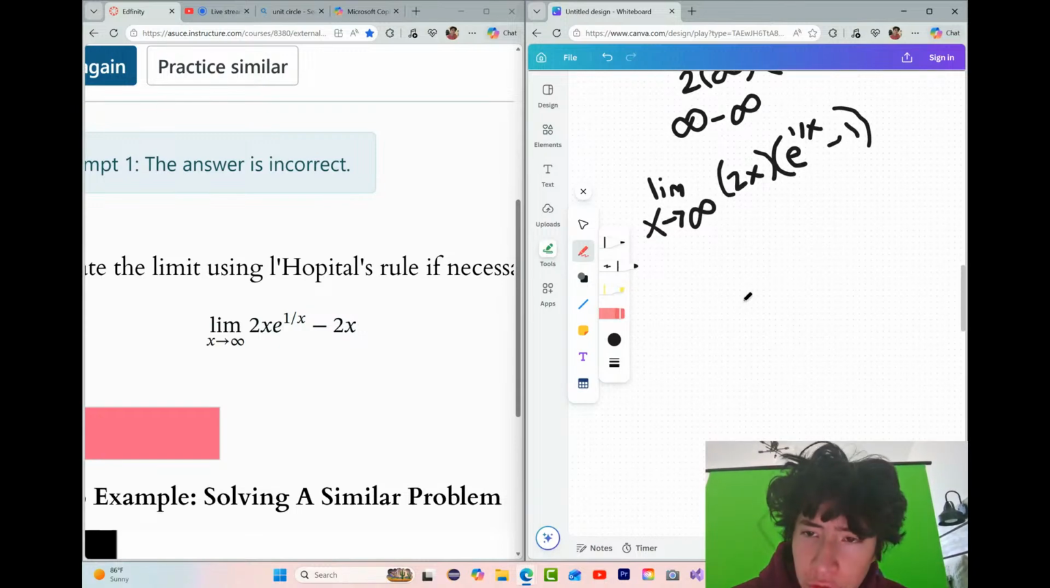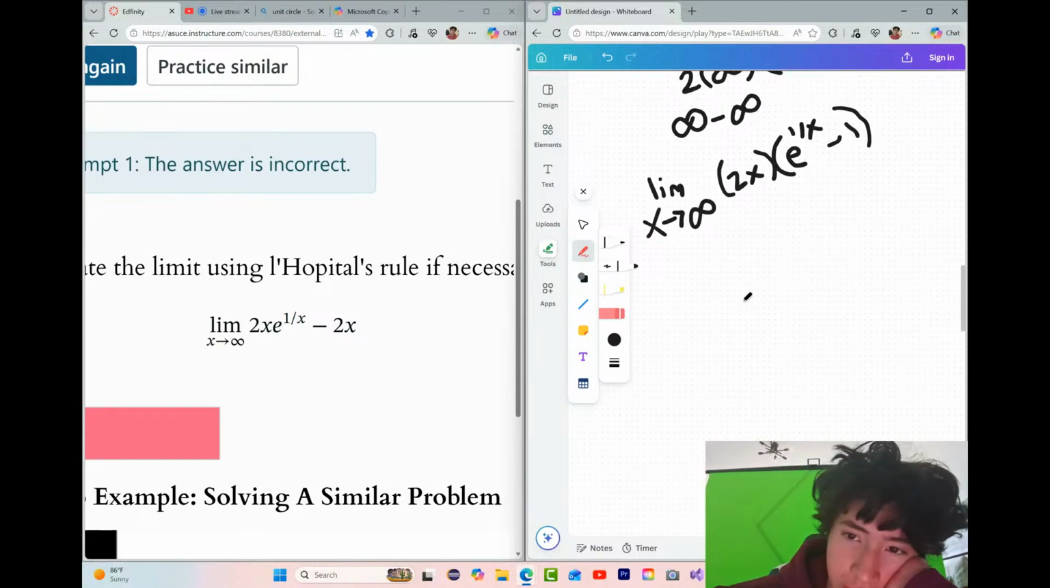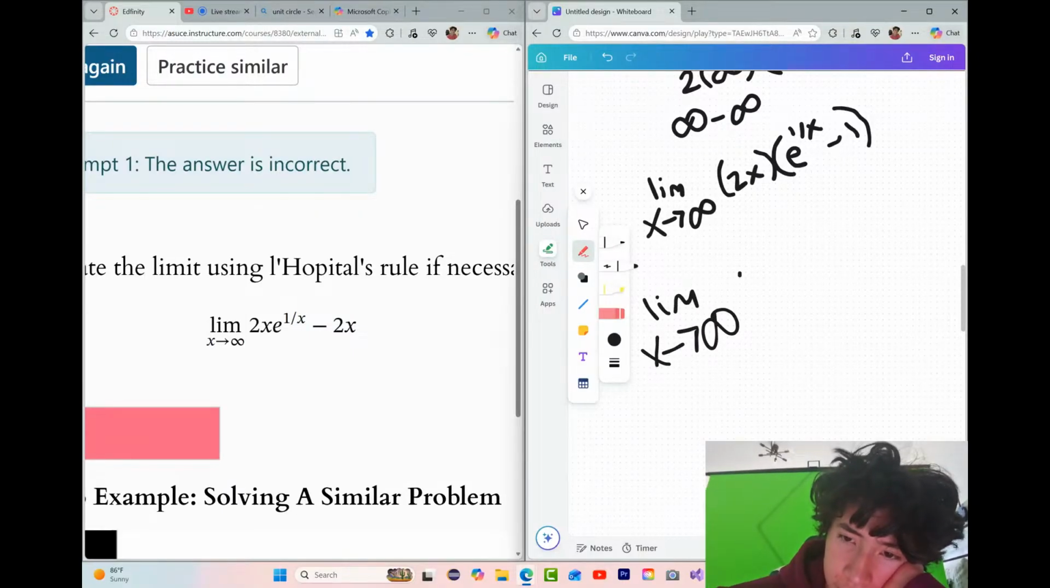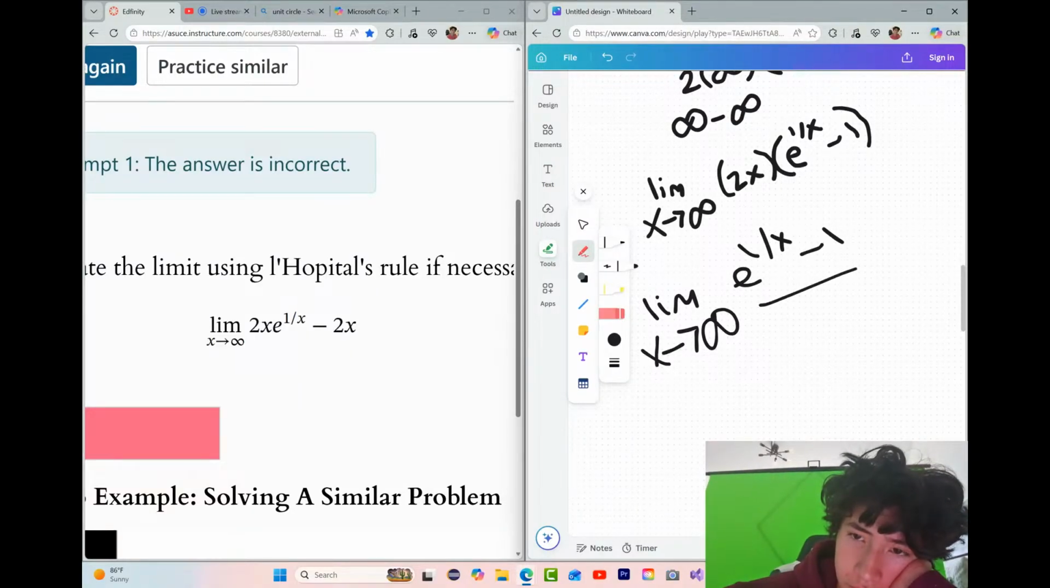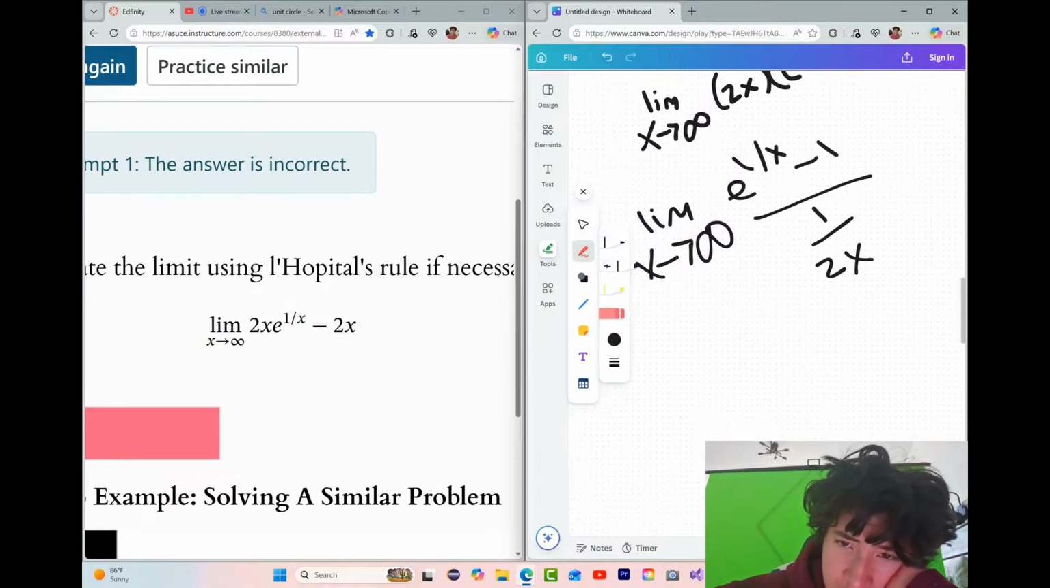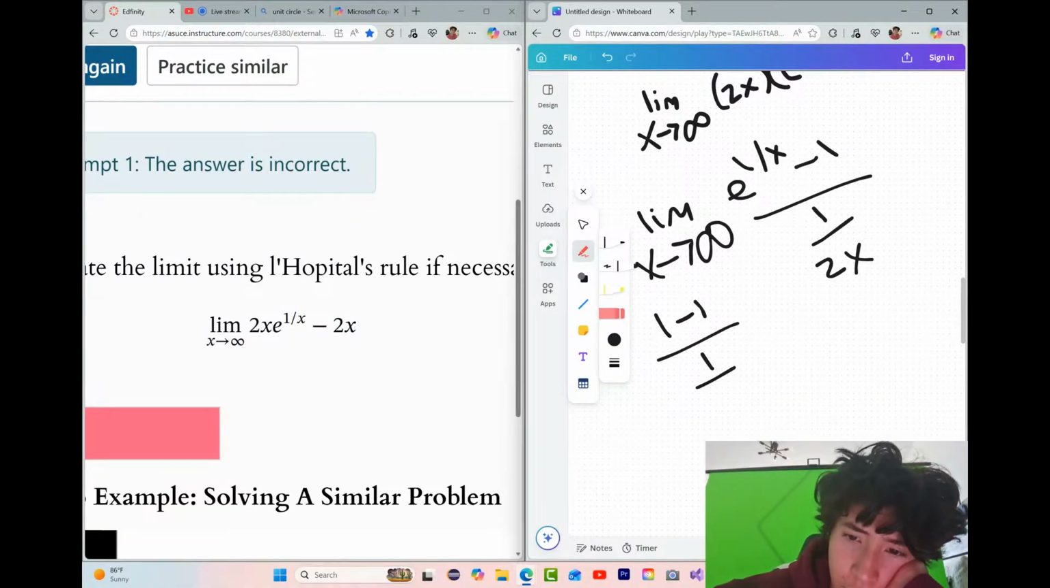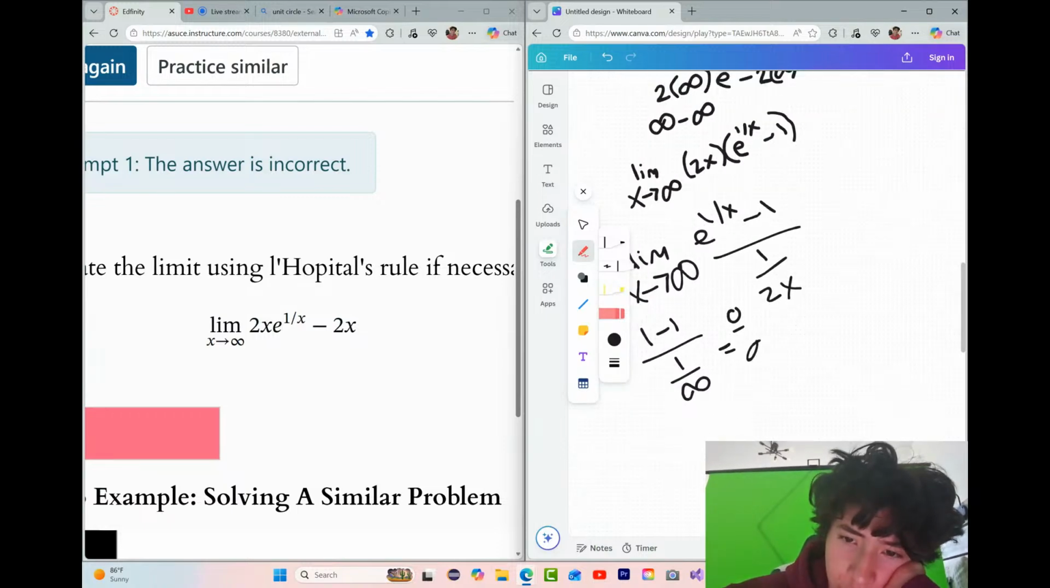So here's what we're gonna do. Now we've got two products, and now we have to put this in a quotient. Let's do it. Perfect. Now in this case, to infinity, we have 1 minus 1, that's 0. Then we have 1 over infinity, so we have 0 over 0. So we still have an indeterminate form.